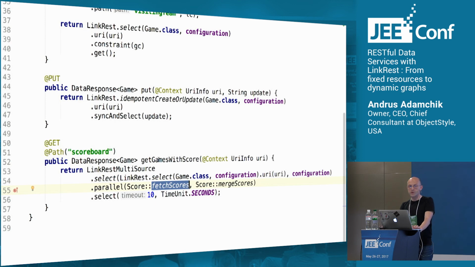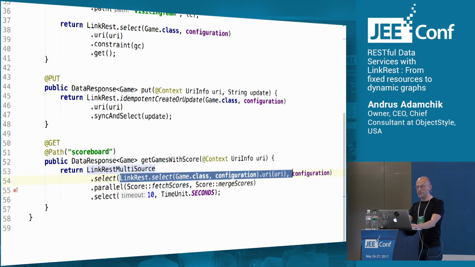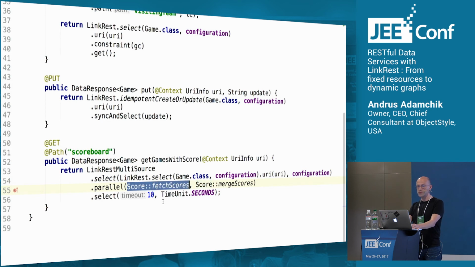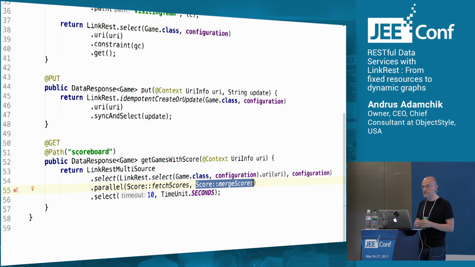Essentially what it does, it starts two things in parallel. It goes to the database to execute LinkRest. That's one parallel execution, and another parallel execution is this one. It fetches the scores using the remote service, so it will do an HTTP call. And once both are ready, this function is invoked to merge them together. Internally, it's just regular Java completable futures. Java 8 has a nice API for this type of processing.